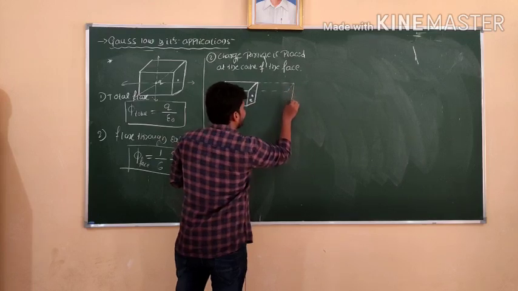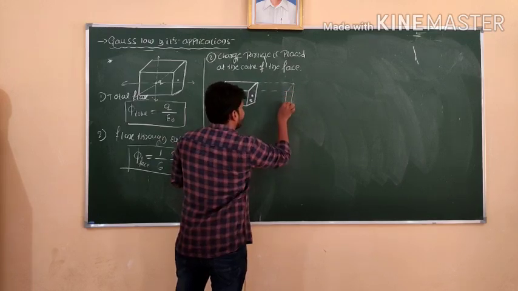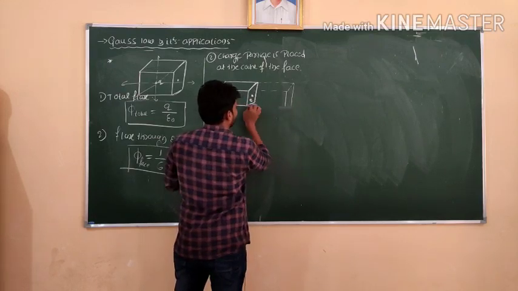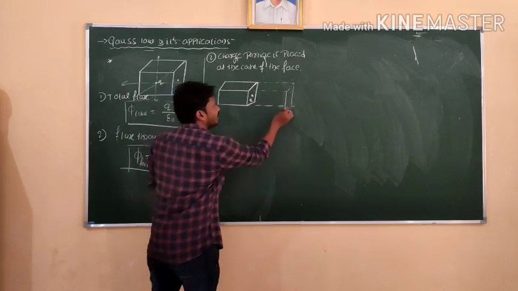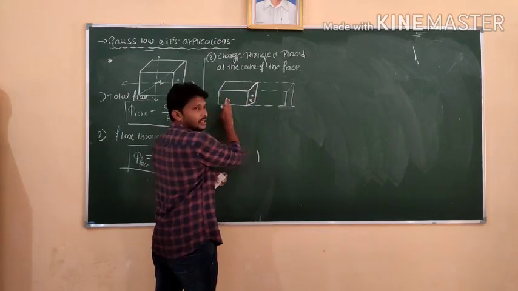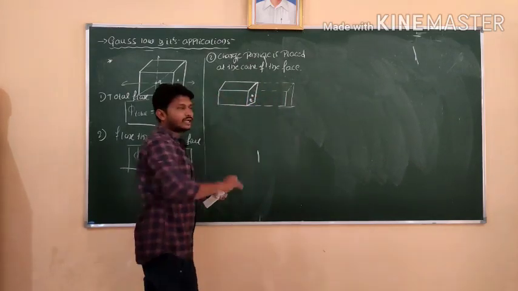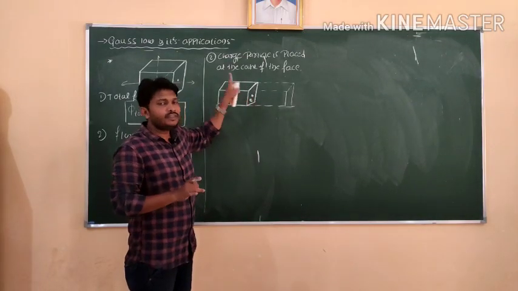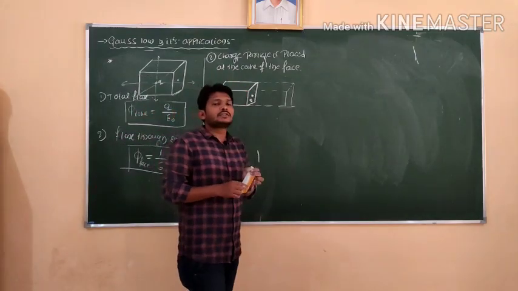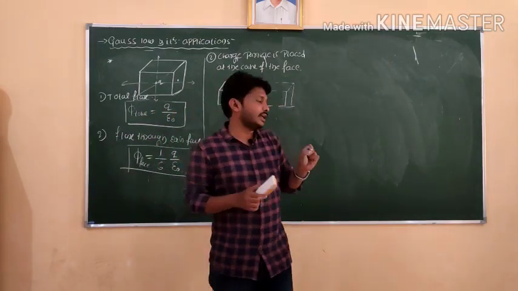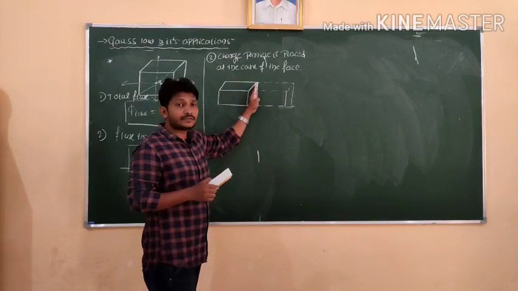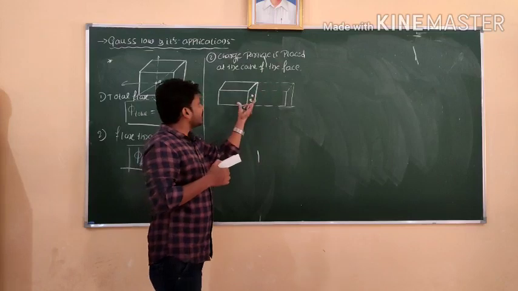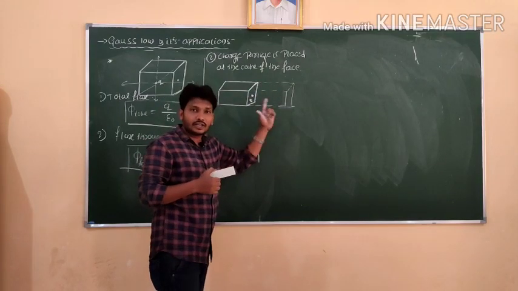One more cube I need to draw here. If I take one more imaginary cube parallel to this cube, now the charge is enclosed here. Did you get my point? In case of Gauss law, I will consider the enclosed charge. If the charge is present at this face, I need to enclose it. For closing this charge, I will consider one more imaginary cube here.